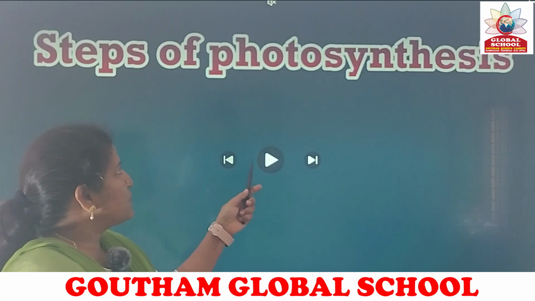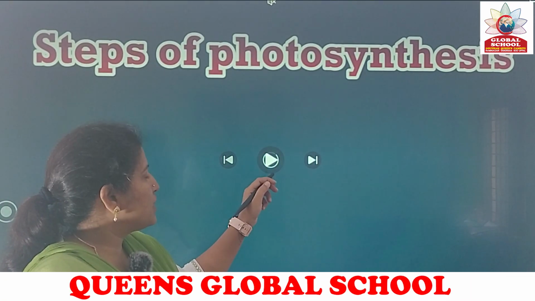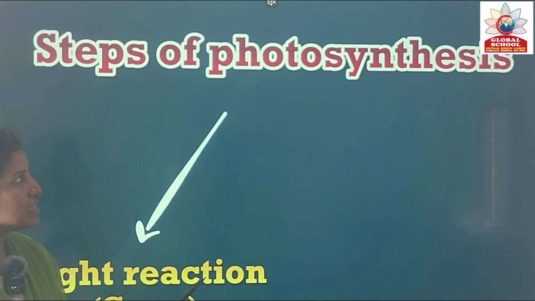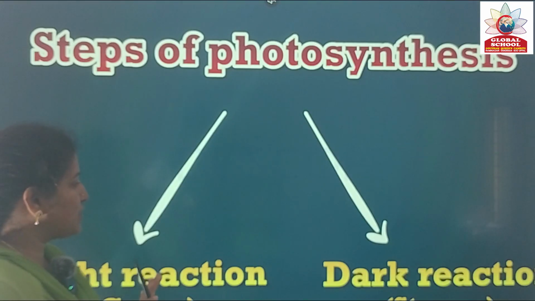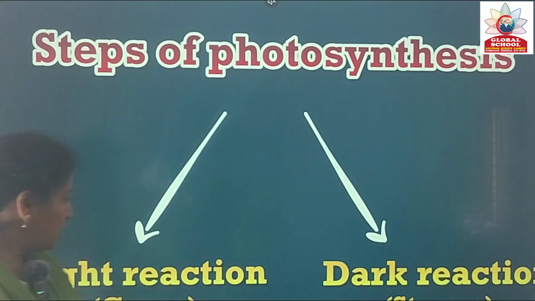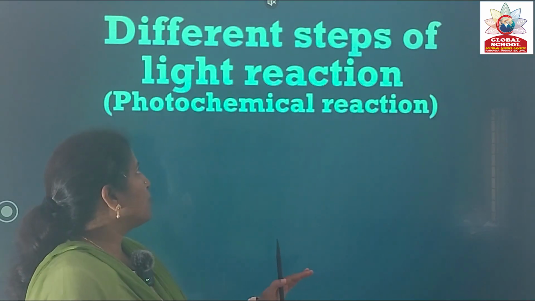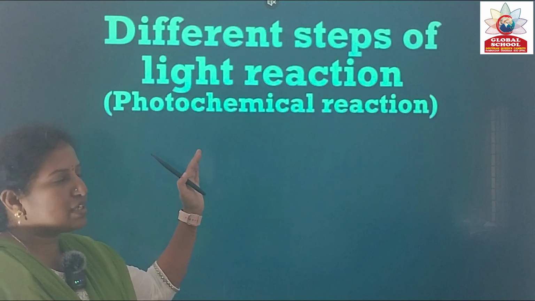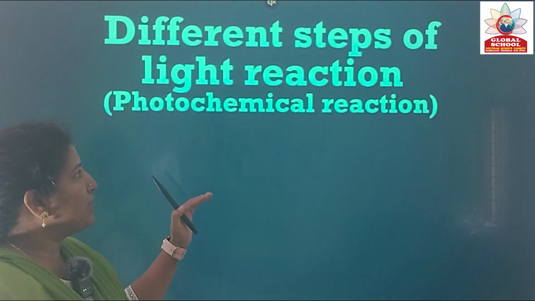So, the steps of photosynthesis. Photosynthesis is divided mainly into two steps, that is the light reaction and the dark reaction. Light reaction takes place in the grana and dark reaction takes place in the stroma. The light reactions are also called the photochemical reactions. We will see what the light reactions are.